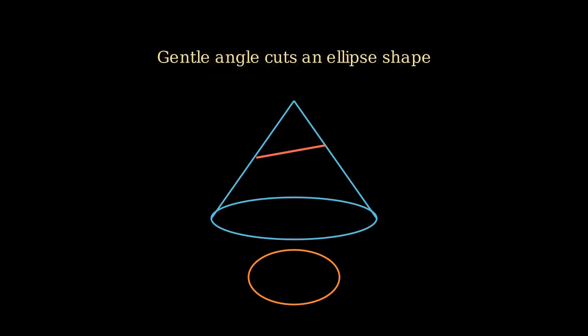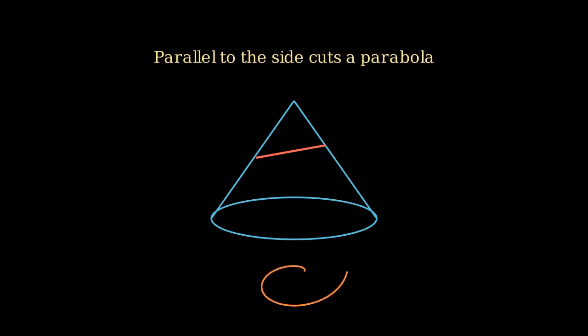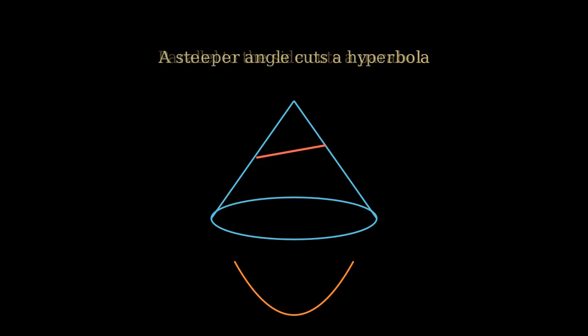When the plane cuts straight across at a gentle angle, the slice becomes an ellipse. When the plane cuts exactly parallel to the side of the cone, the slice becomes a parabola. When the plane cuts more steeply than the side of the cone, the slice becomes a hyperbola.